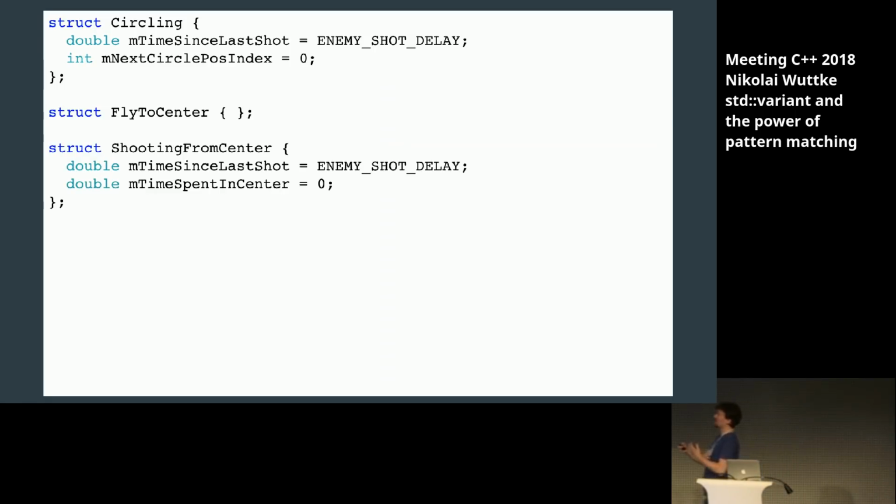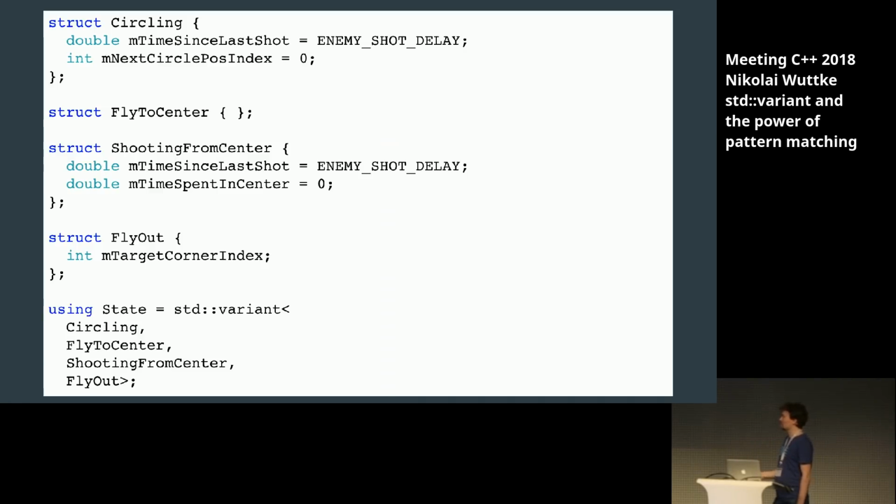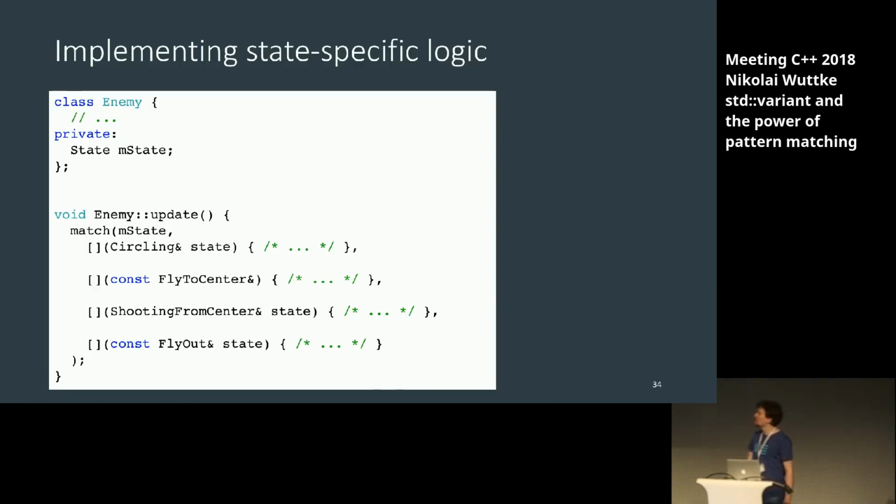The state when we are in the center would then have this time spent in center. That's only relevant for this state. And then the fly out is a little bit of an implementation detail, but it actually has the index of which corner you want to fly to after you've reached the outside. But yeah, then we can define our state as a variant of all these types. And then each frame, when we want to update the behavior of our spaceship, we can do this pseudo pattern matching on the type that's currently in the variant.